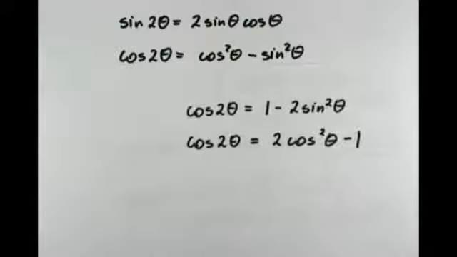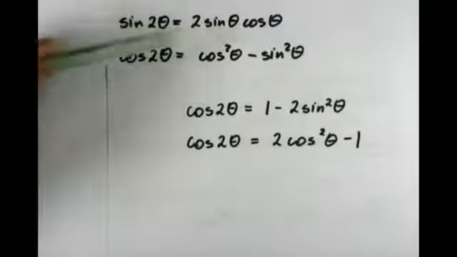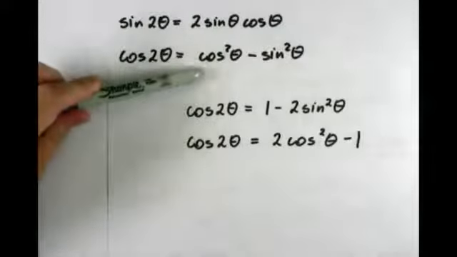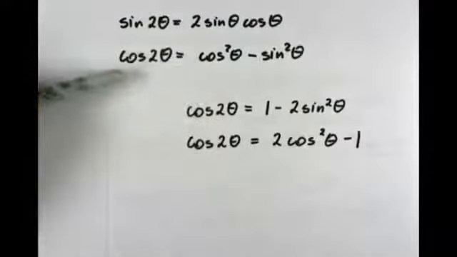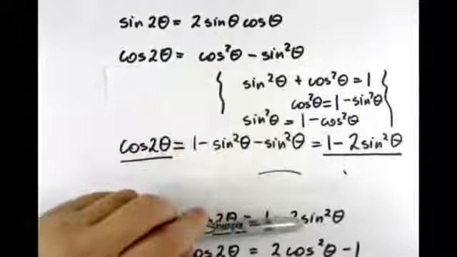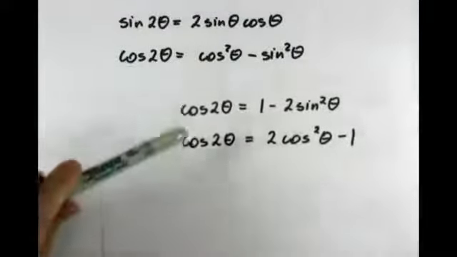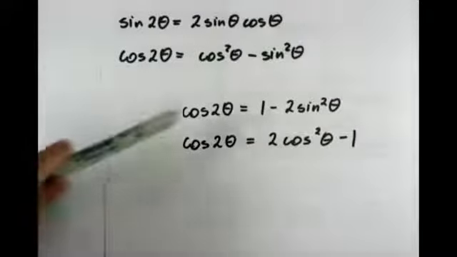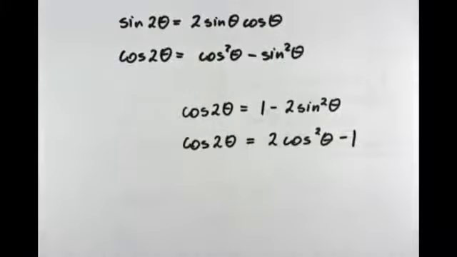For cos 2 theta. Sine 2 theta is 2 sine cos. Cos 2 theta is cos square minus sine square. You can either remember just this part and always be able to substitute as we did to get the other parts, or you just keep in mind those two. Those are two different variations of the cos 2 theta formula: 1 minus 2 sine square and 2 cos square minus 1.